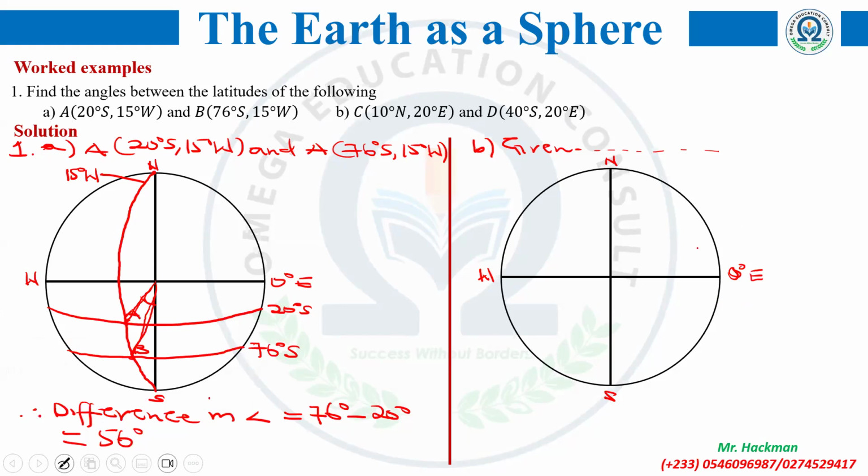So 10 north means I need to come up. North is up above this line, so I'm going to indicate it this way, and that will be 10 degrees north.